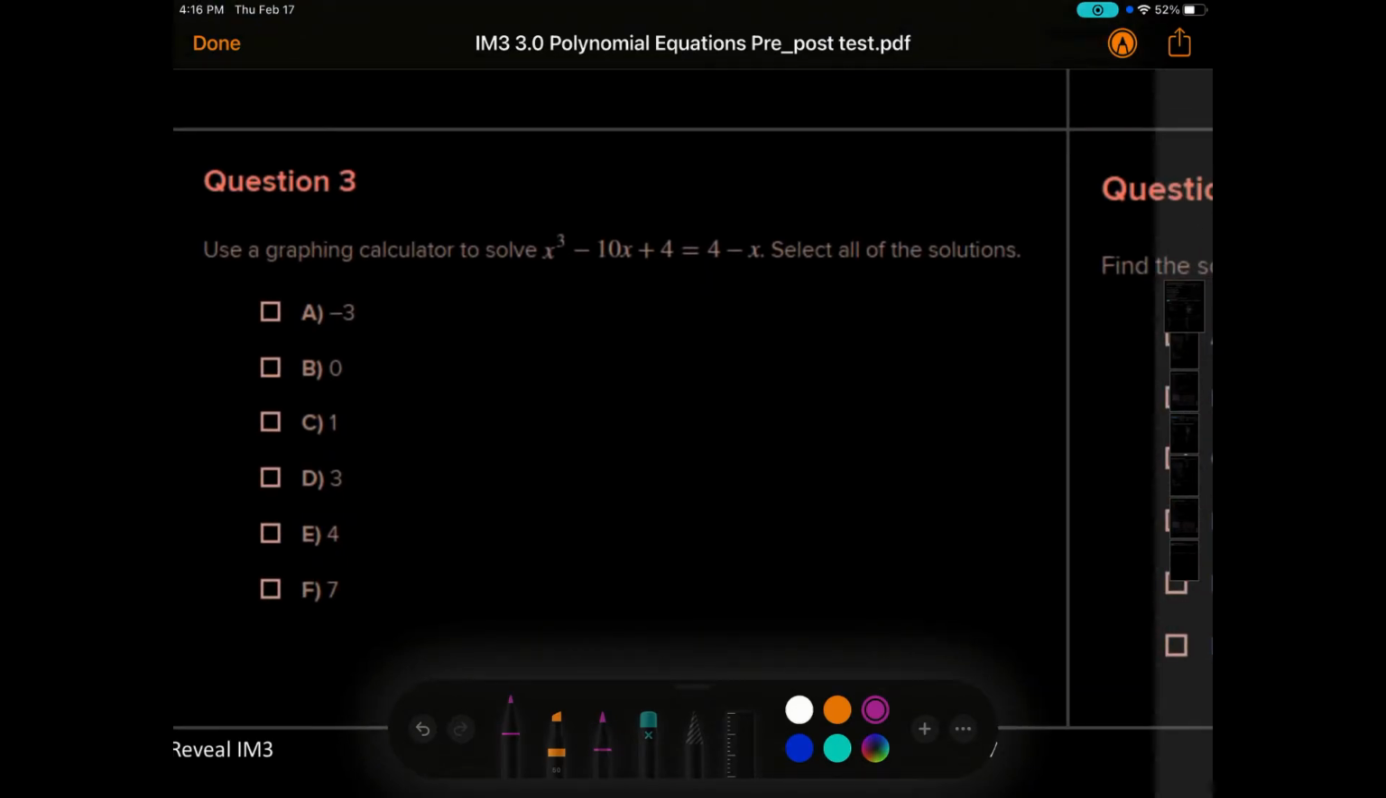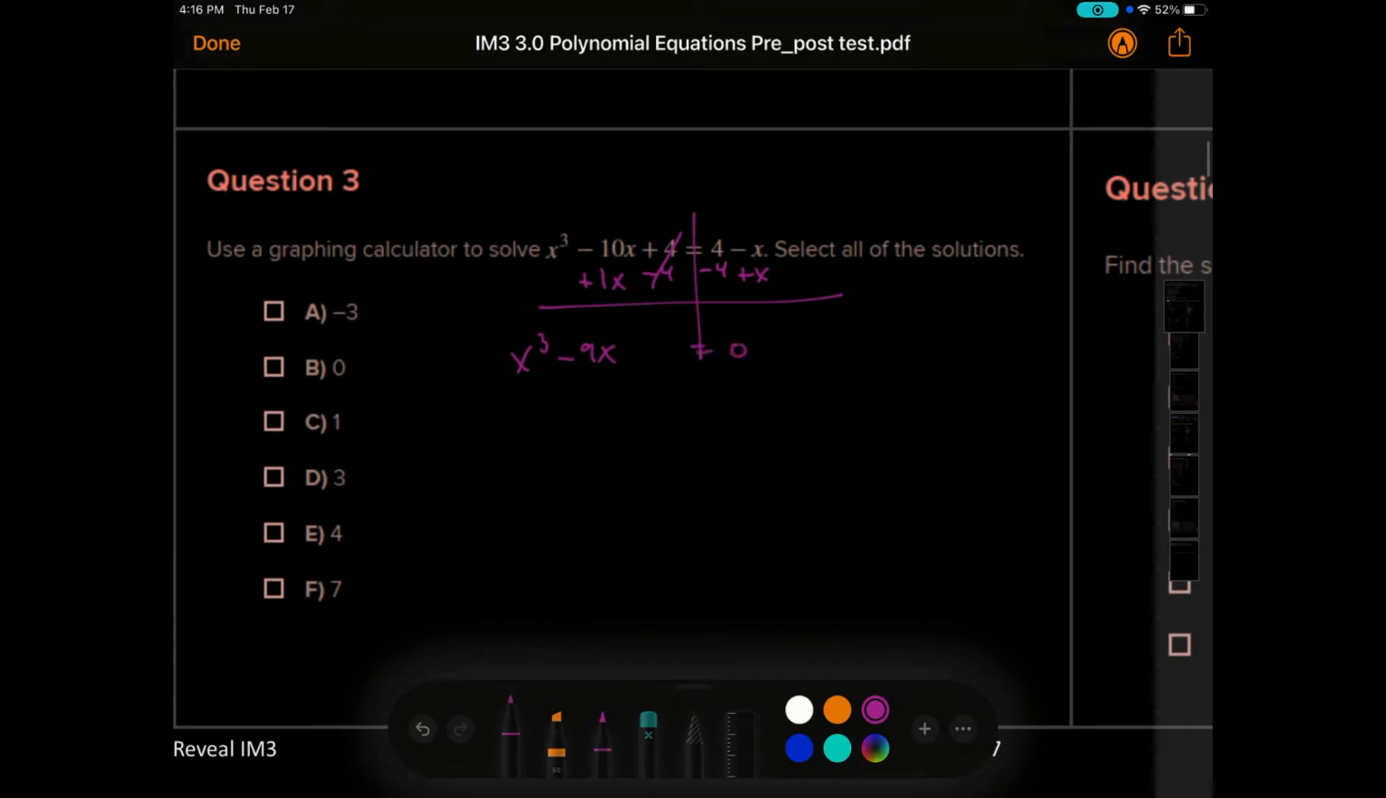Question number 3, use a graphing calculator. You can, but I'm going to show you guys how to do this without a graphing calculator. So if I subtract 4, I'm going to move everything to one side. That gives me 0. I add x. X to the third minus 9x equals 0. Factor out an x. If I factor this again, remember that is x squared plus 0x minus 9. So when you factor it, your b value is 0, and you get 3 and negative 3.